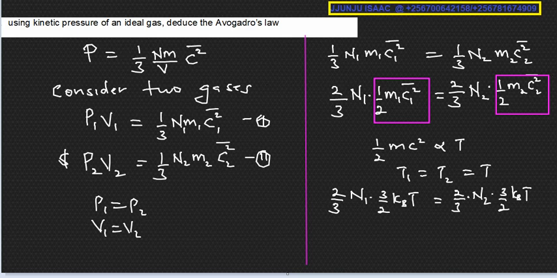And now you can see that this 3 over 2 times this cancels, the same on the other side. So we have kBT cancelling kBT. So it is only N1 remaining, and on the other side you have N2. So this is Avogadro's law.